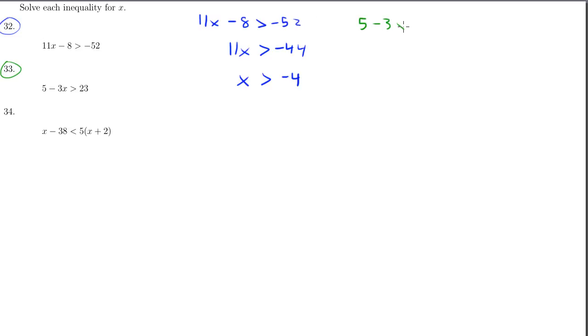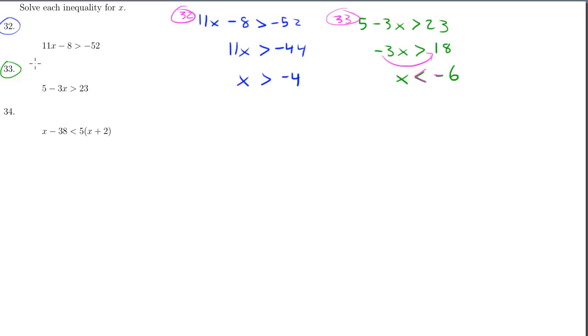5 minus 3x is greater than 23. So negative 3x is greater than, let's see here, 18. And then x is going to be less than negative 6. Because when we flip the negative sign over, we've got to flip the direction of that inequality. This is 33 and this is 32.